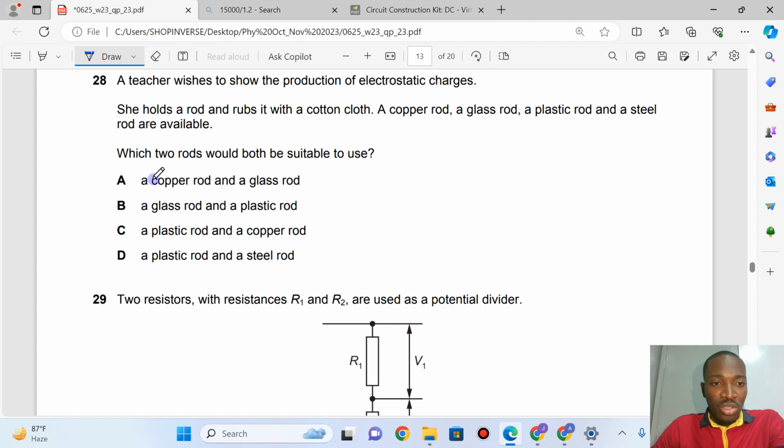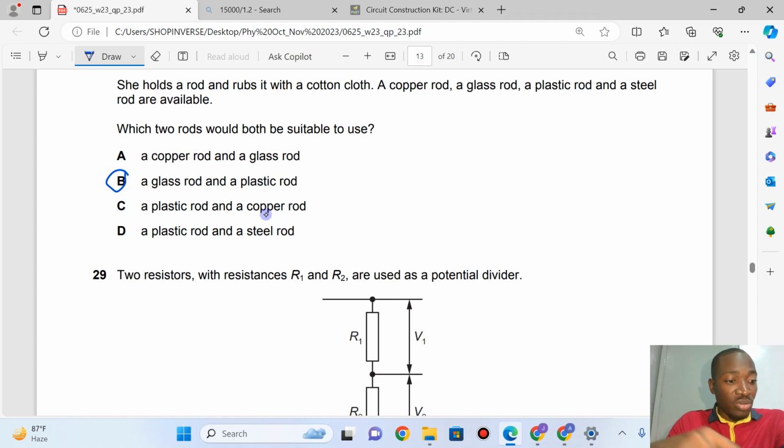and you won't be able to have the electrostatic charges on the rod. So should you use copper and glass? Copper is a metal, a conductor. We can't use any conductor. Plastic and copper? Copper is a conductor. Plastic and steel? Steel is a conductor. Where do you have two insulators? Glass and plastic, B. Glass is an insulator. Plastic is an insulator. That makes B the correct answer to question number 28.